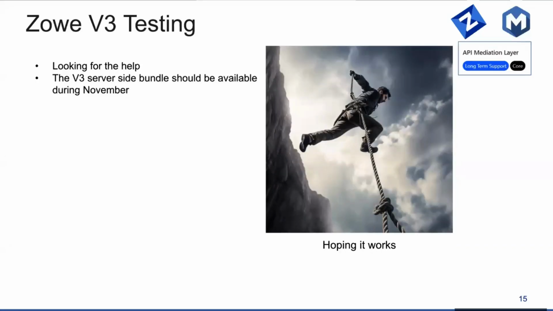So, v3 testing, we will be looking for help. We expect that the v3 server-side bundle will be available during November. We will be testing on quite some amount of different configurations and systems across all the vendors, and also as Zowe, we are doing some testing. But it would be great if we are able to get more feedback from others that are extending, as extenders trying to use their service, so that we are not breaking anything for you.